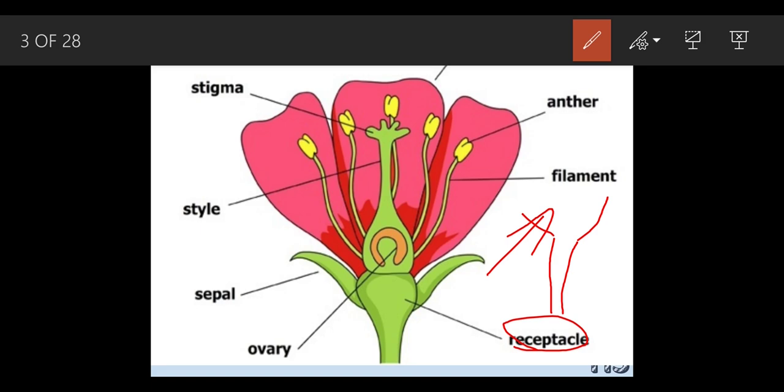So we have completed our four whorls. What were the four whorls? Calyx, corolla, androecium, and gynoecium.